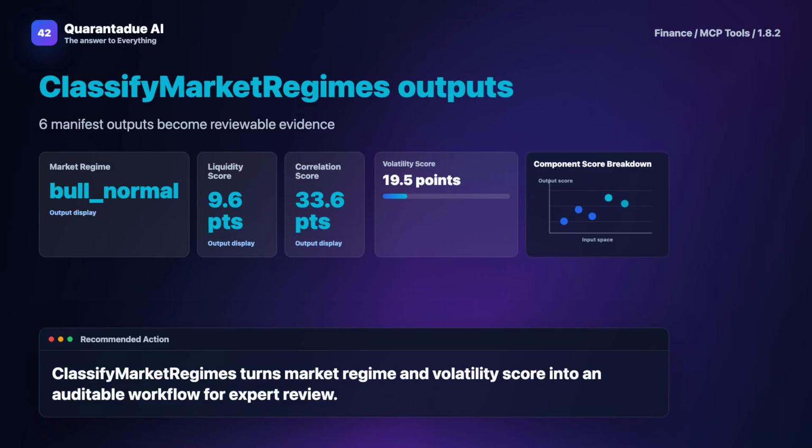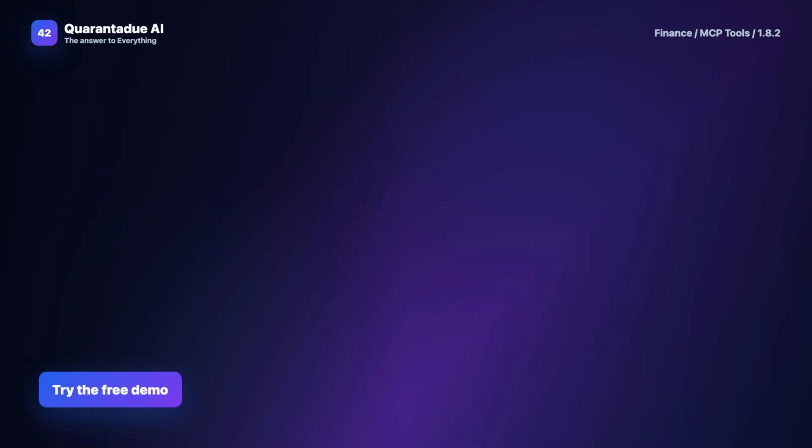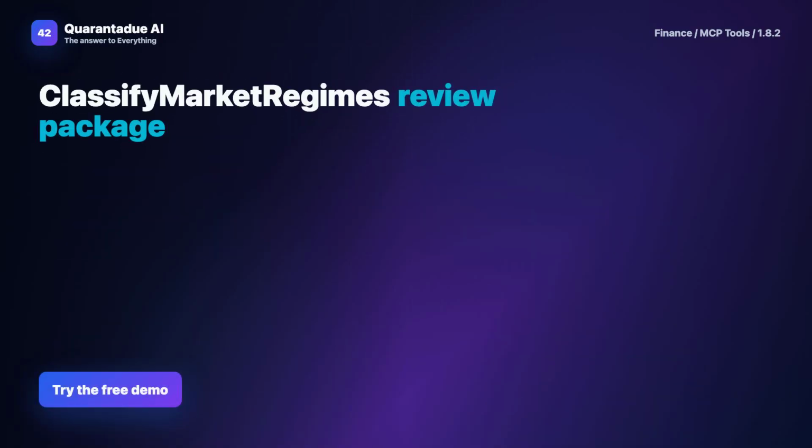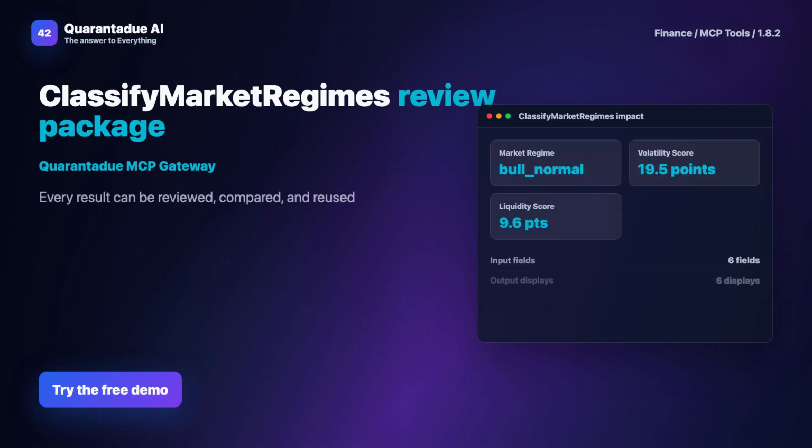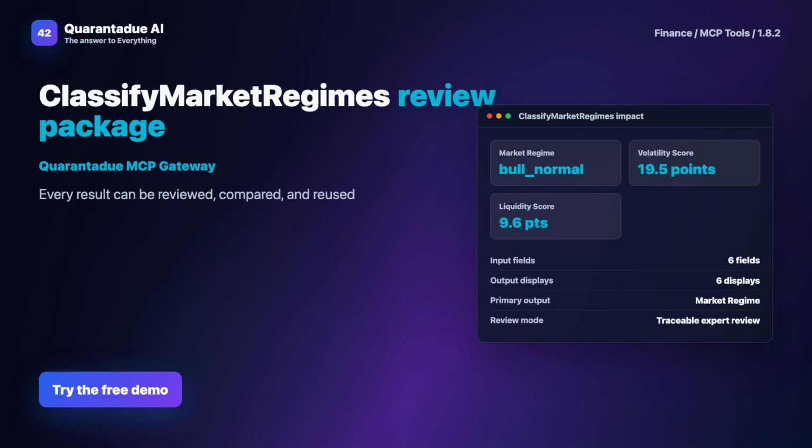Classify market regimes returns structured outputs such as market regime, volatility score, liquidity score, correlation score, and regime classification matrix. These outputs are designed to support review, reporting, comparison, and follow-up actions. The value of classify market regimes is not just automation, it is a controlled way to turn repeated finance work into a documented business process with clear inputs, transparent logic, and reusable outputs.